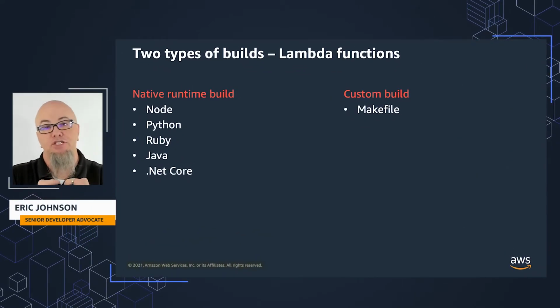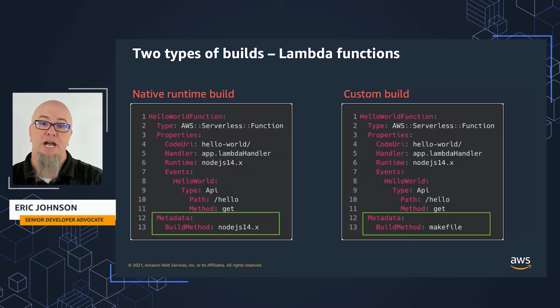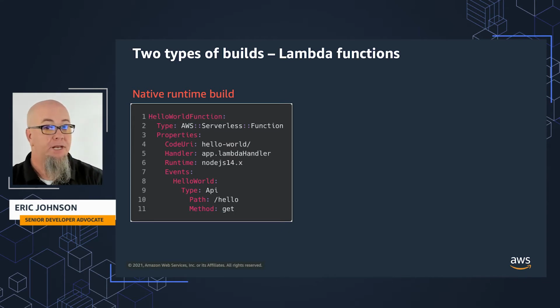AWS SAM offers two types of builds. The first is the native build process for each of the supported AWS Lambda runtimes included with AWS SAM. The second is a custom build process that uses a Makefile to specify the steps in processing the build artifact. To declare the desired build method for a serverless function, you set the build method parameter under the resource's metadata section. If the build method is omitted, then the native runtime build will be used.